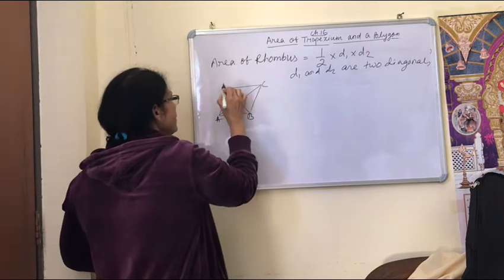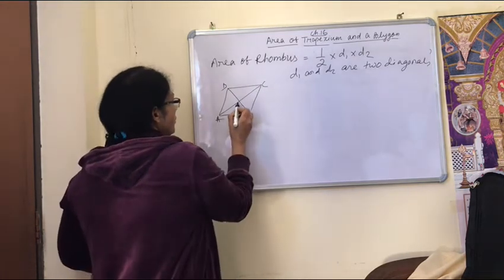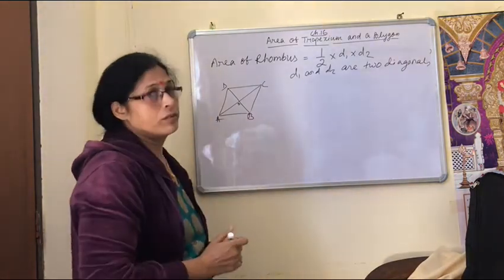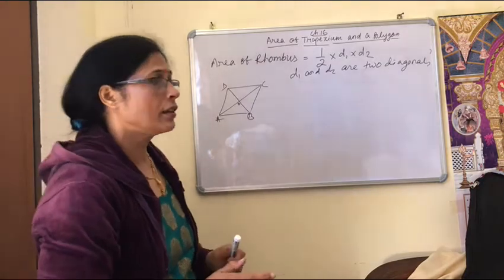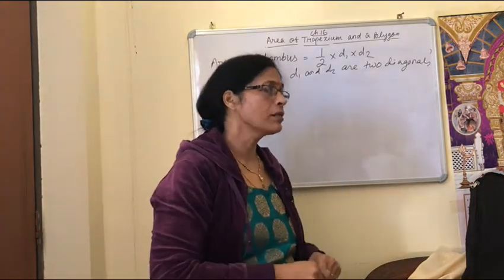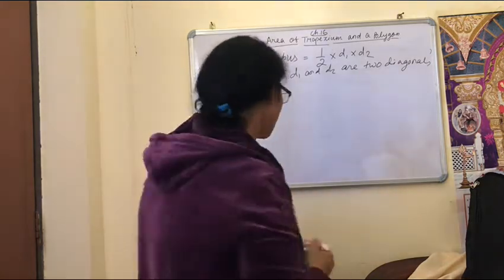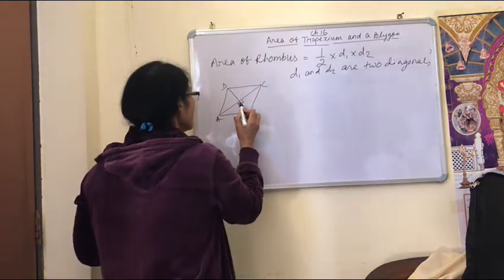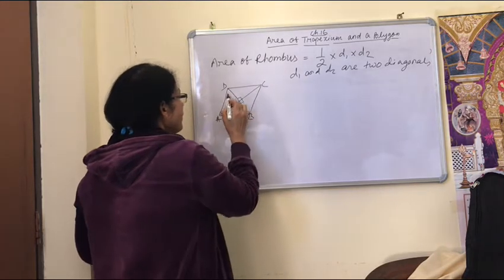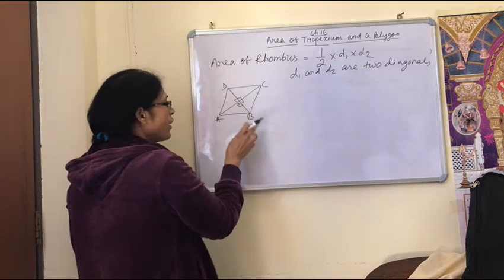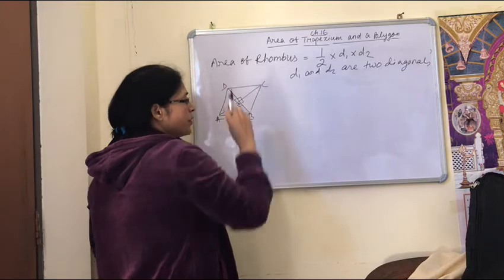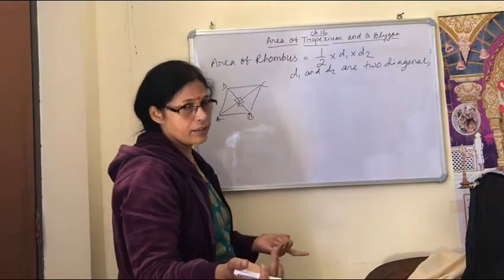Suppose ABCD, they intersect, the diagonals AC and BD, they intersect at O. So you know that in case of rhombus, the diagonals perpendicular bisect each other. So these angles here are 90 degree. Clear? So now in triangle, first you find the area of ABD and then area of DBC, then you add, then you get the area of rhombus.